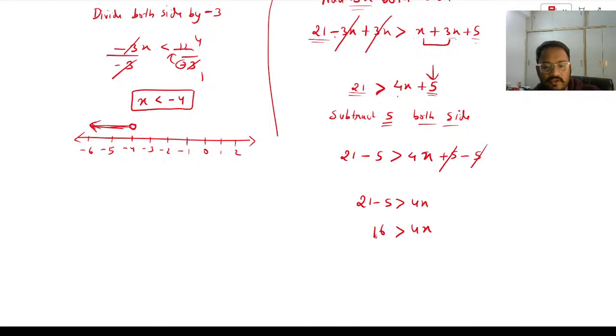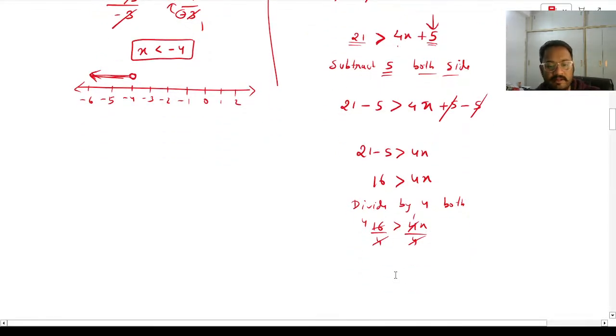Now, it is 16 is greater than 4x. So I can divide by 4 both sides. When we divide both sides by 4, 16 is greater than 4x. If we divide by 4 here and by 4 here, 4 4s are 16 and 4 times 4 is 1. So what we'll be getting is 4 is greater than x.